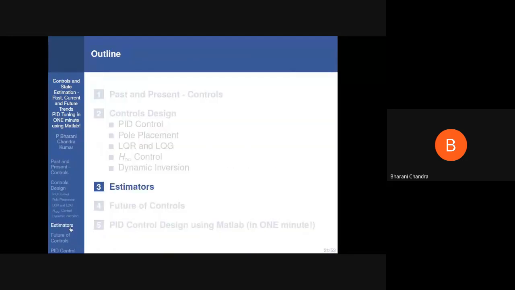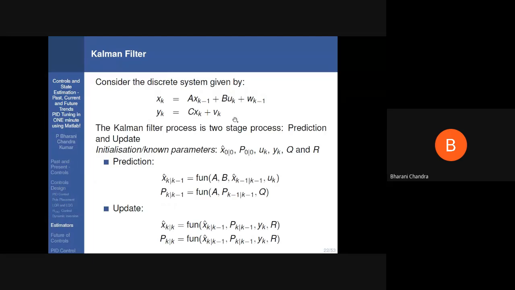Next, I will go briefly to the state estimators. Though it has lots of equations, I will not go into much detail on the equations. I will just tell you the philosophy of the Kalman filter. So this is the discrete system, with xk and yk. We have seen x dot, which can be converted to the discretized version by using Euler's approximation. There are many discretization methods available.